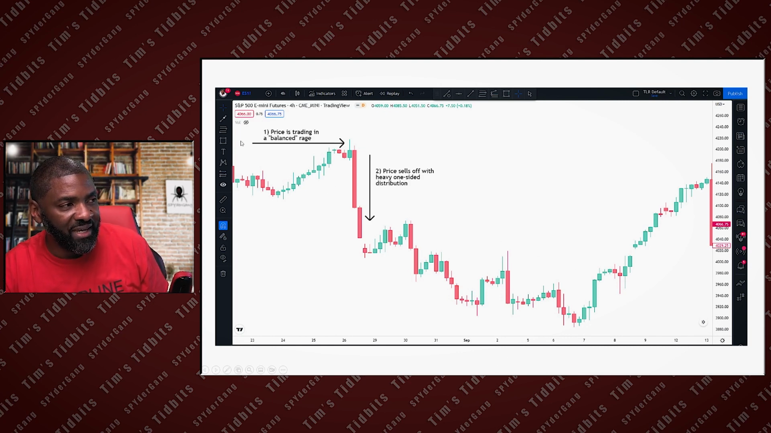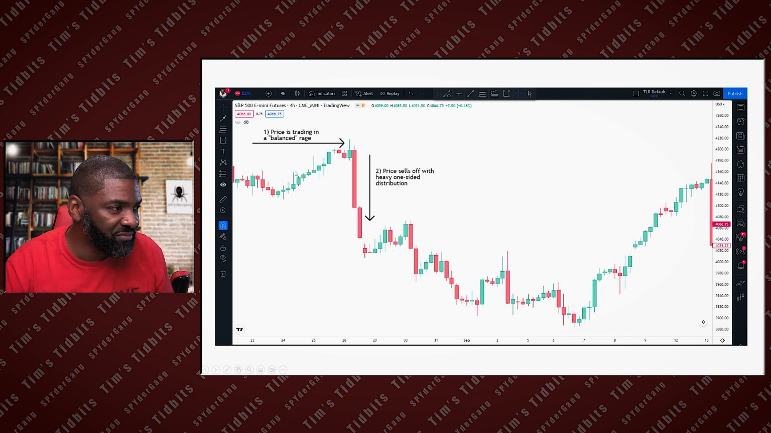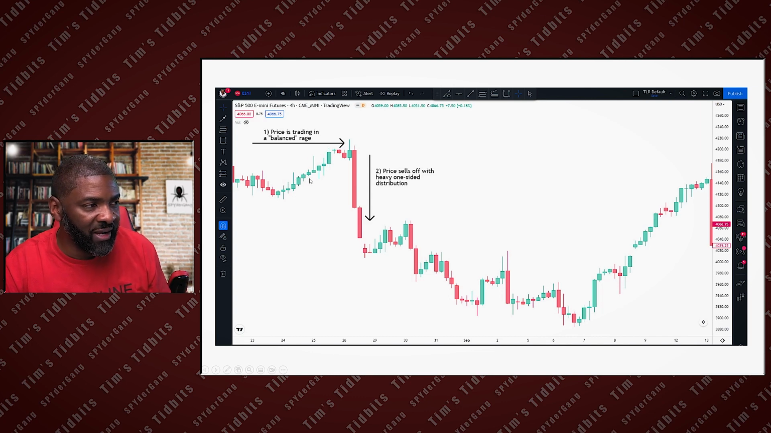Price is trading in a balanced range. Over here we got some consolidation and then a slight little trend. But if you notice, in all of these candles we're trading both ways, buy side and sell side being offered. That's what the wicks annotate. The wicks show that we're offering buy side and sell side, and the candles are overlapping one another, even though everything is green. So everything's balanced in that area.